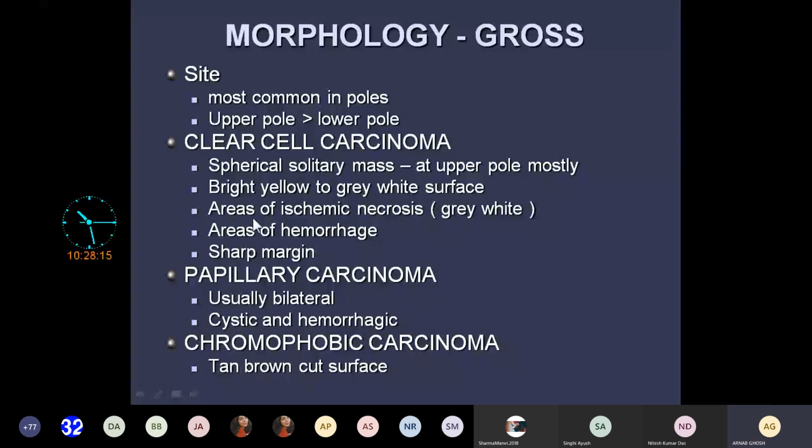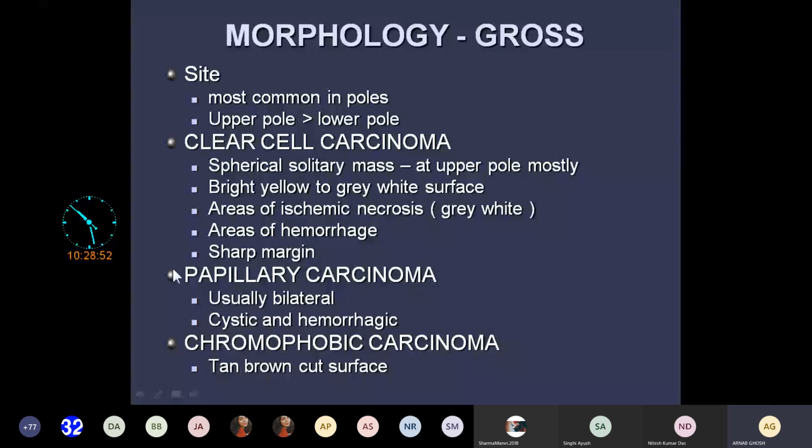Usually in tumor that will be ischemic necrosis, because it will be enlarging quickly, fast, and that's why there will be ischemia in the center of the tumor. So there will be ischemic necrosis. What is the other name of ischemic necrosis? Any of you? Coagulative necrosis. Okay, so ischemic necrosis is same as coagulative necrosis, and also there may be areas of hemorrhage. The margin is usually sharp.